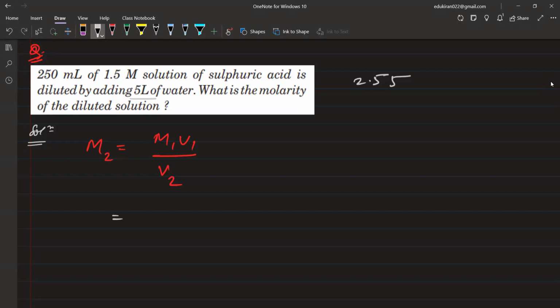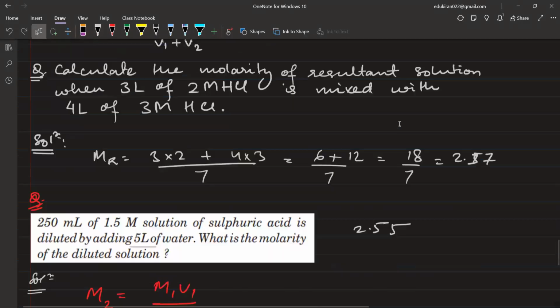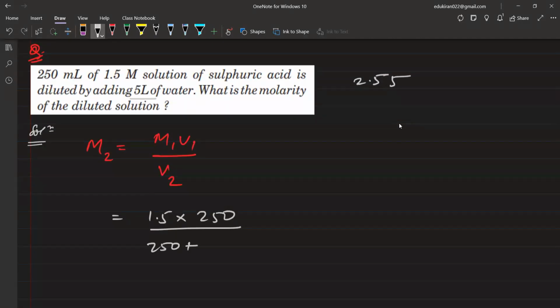Yes or no? Yes, sir. So what is M1? 1.5 into V1, 250, divided by V2, which, as I said, will be V1 plus added volume. Correct? Okay, sir. So V1 is 250 ml plus added volume 5,000. So this will be 250 into 1.5, 375, upon 250 plus 5,000, which is 5250. And when you divide these, you will get the answer as 0.714.